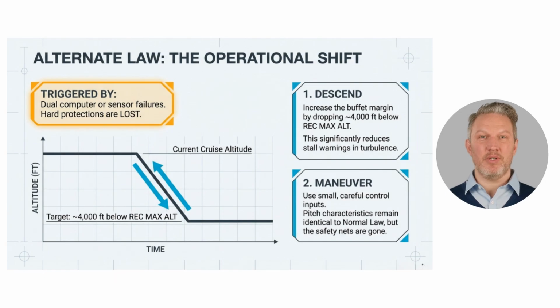Triggered by dual computer or sensor failures, alternate law requires an immediate operational shift. First, descend. You need to drop approximately 4,000 feet below your recommended maximum altitude to increase your buffet margin and reduce stall warnings in turbulence. Second, maneuver with care. While pitch characteristics feel familiar, remember the safety nets are gone.